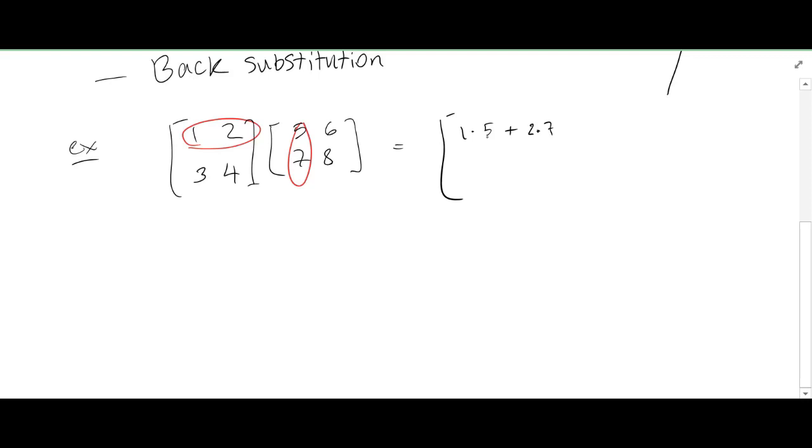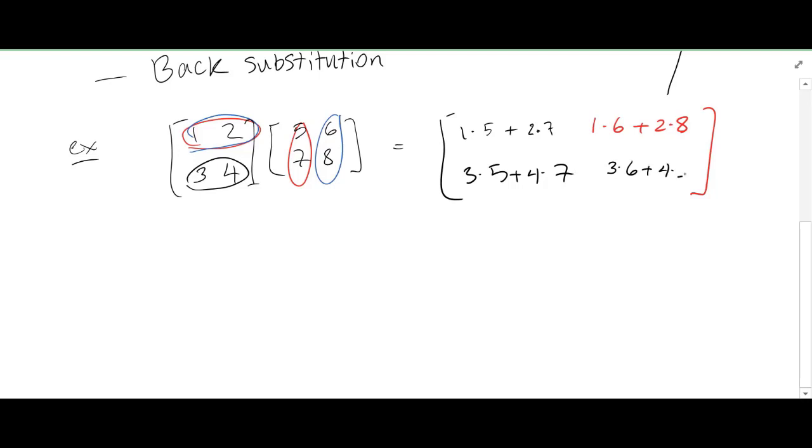And then for the next entry, you would do 1 times 6 plus 2 times 8. And then you would keep going. You would move down to the next row, 3 times 5 plus 4 times 7, and then 3 times 6 plus 4 times 8. So the product of those two matrices ends up being... I should have picked easier numbers, something like that.